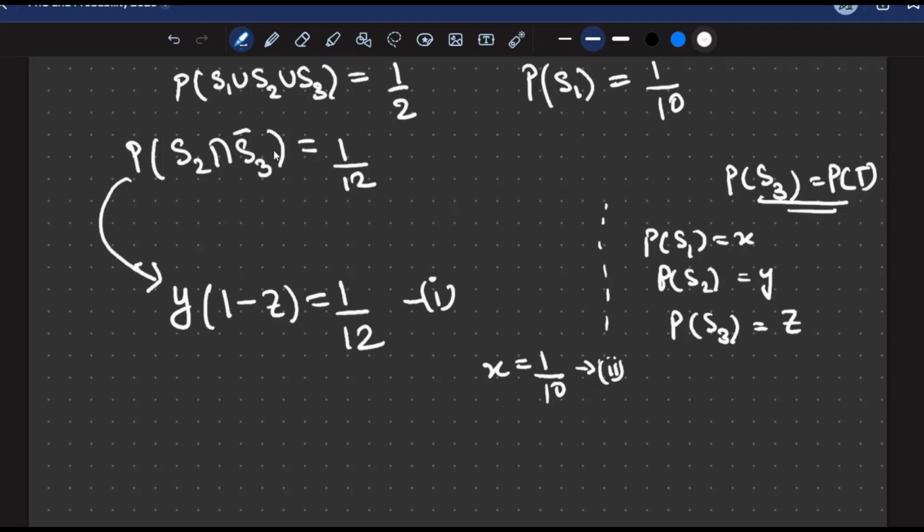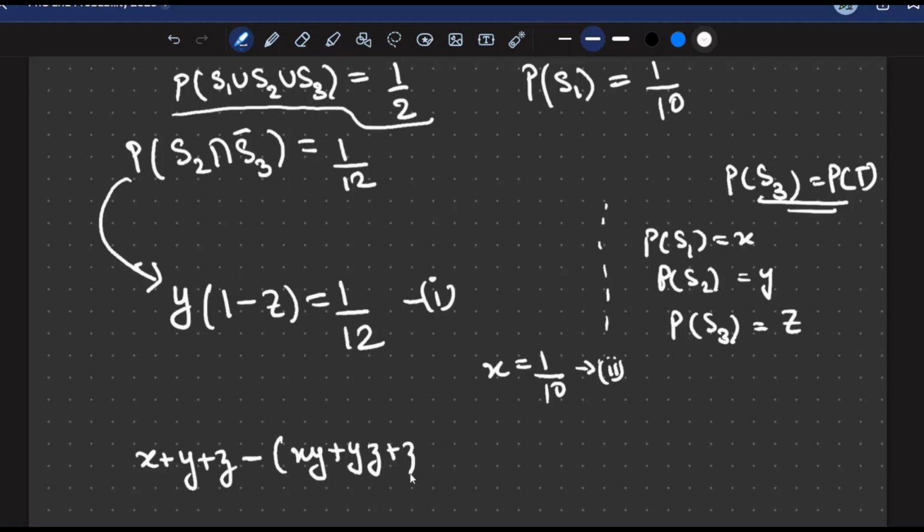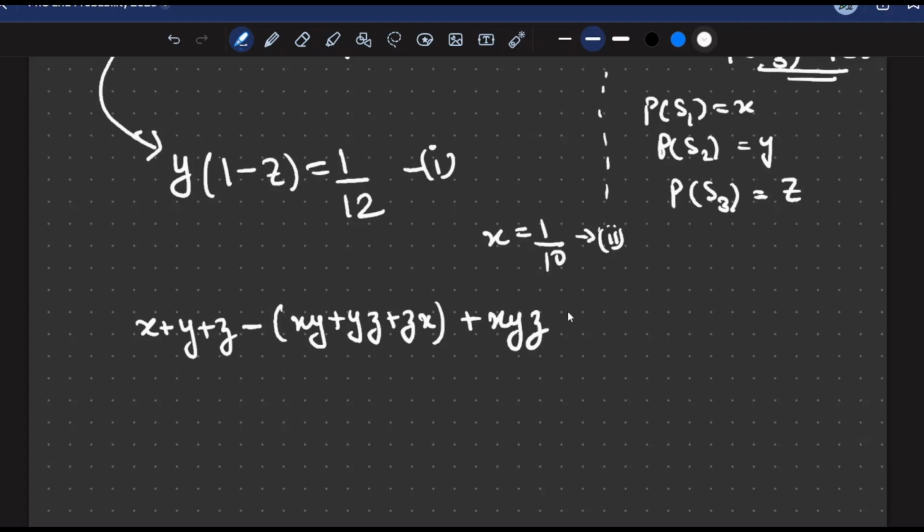Now let us use this data to write this expression and find the value of Z. Okay, fine. So from inclusion and exclusion principle, probability of S1 union S2 union S3 can be written as X plus Y plus Z minus (XY plus YZ plus ZX) plus XYZ, right? Yes. Okay. Now this thing is equal to 1 by 2 as given in the question.